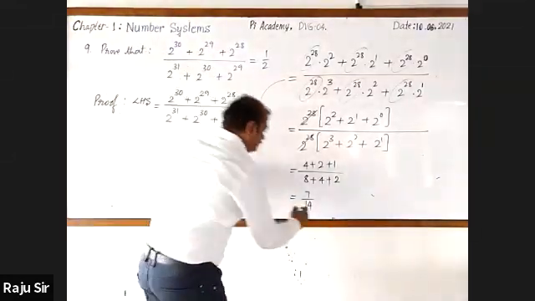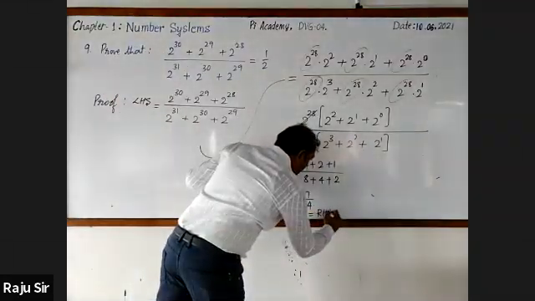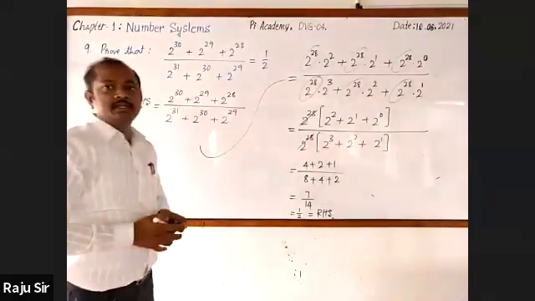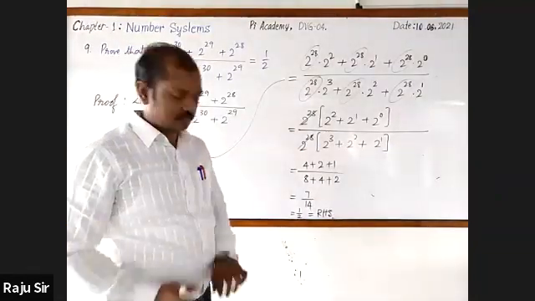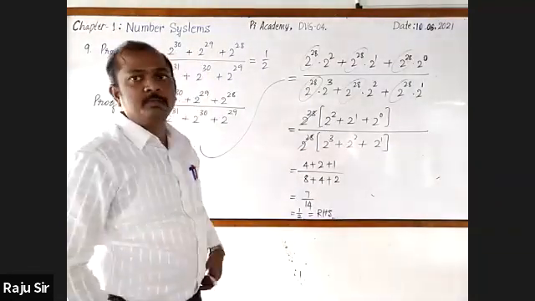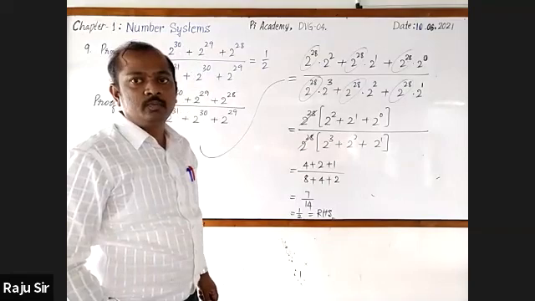So we write this is equal to RHS. LHS equal to RHS. You may write: hence, it is proved.